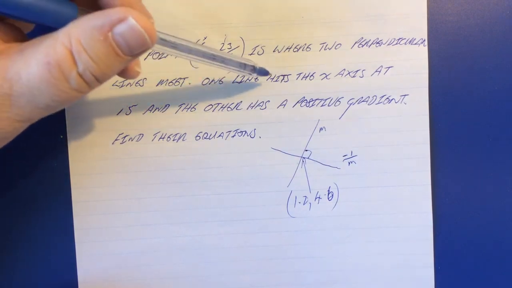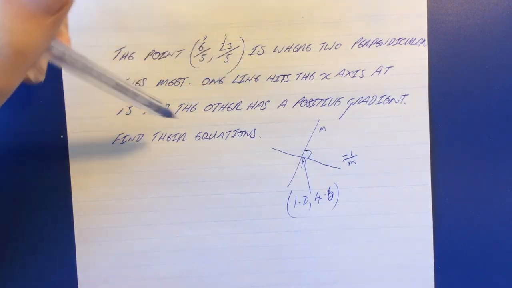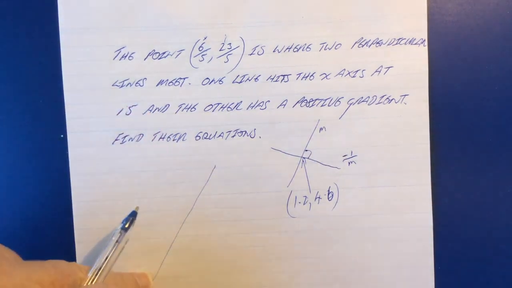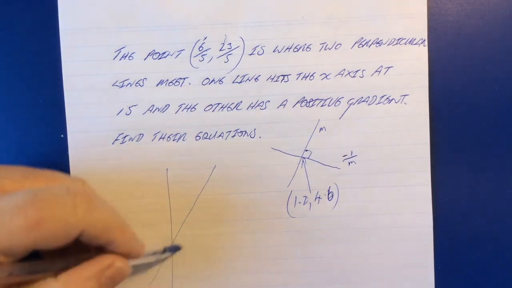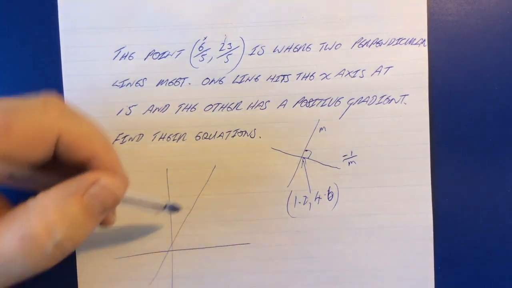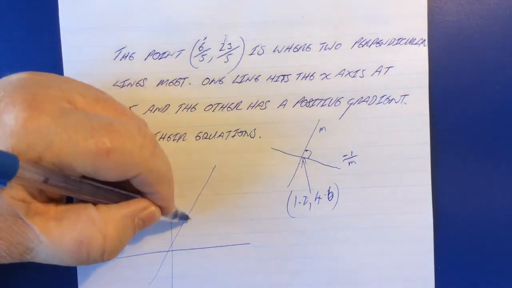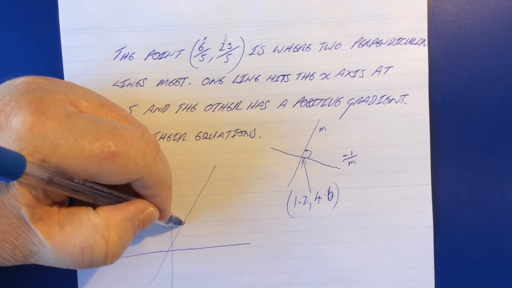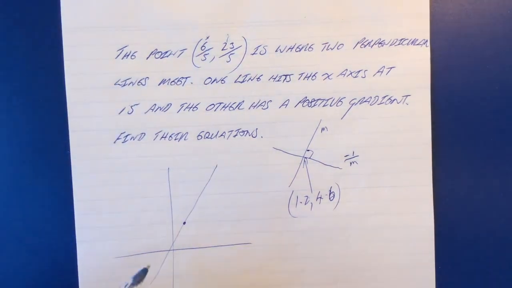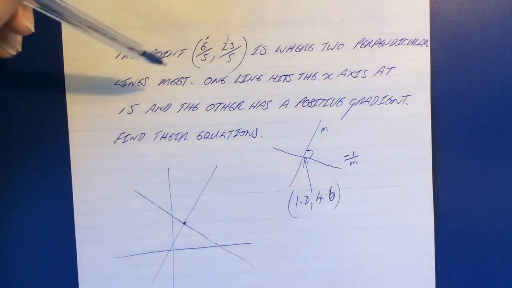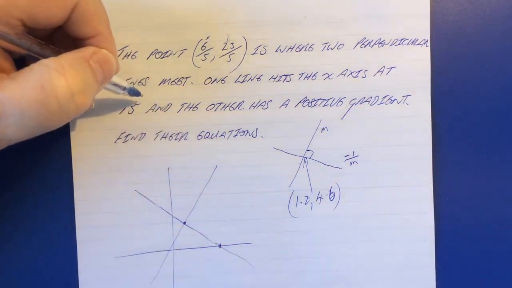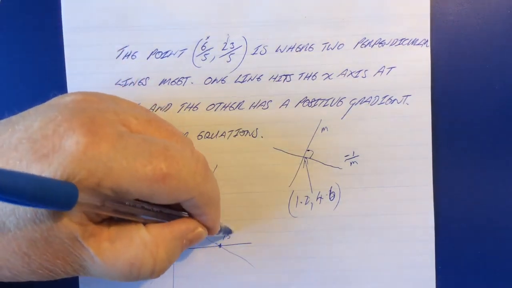One line hits the x-axis at 15 and the other has a positive gradient. So we have a line with a positive gradient, that is bottom left to top right. We don't know where it crosses the x-axis or the y-axis, and we're not concerned with that. We have this point, 1.2, 4.6, so that's about there. And we're told that the other line is perpendicular, so it is that. The other thing we're told is that this point of intersection here is 15.